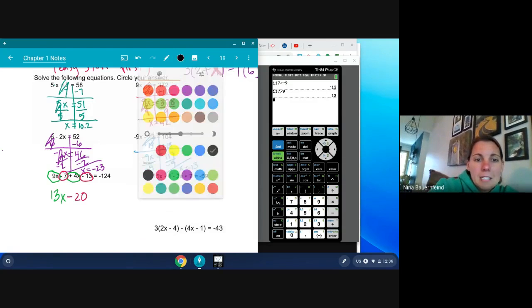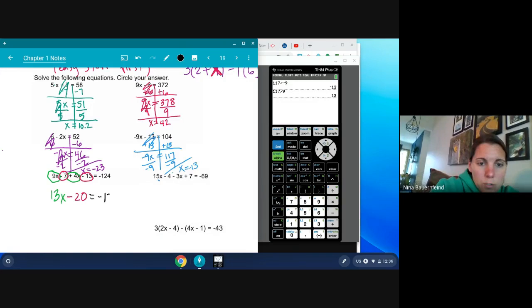And then this side ends up being -124. So the reason I bring up the Mr. Mrs. is because you've got to look directly in front of the number to see whether it's positive or negative. Okay? Are we okay with this new colorful line of 13x minus 20 equals -124?